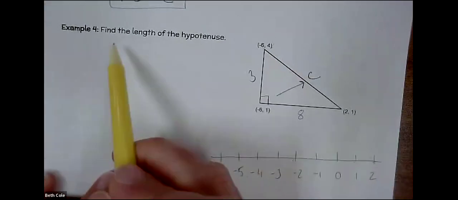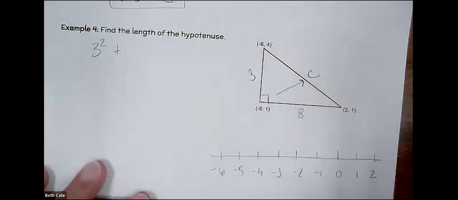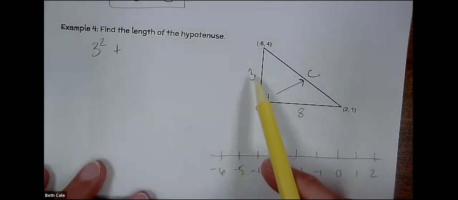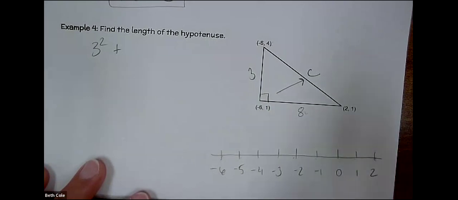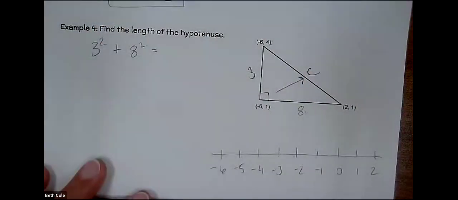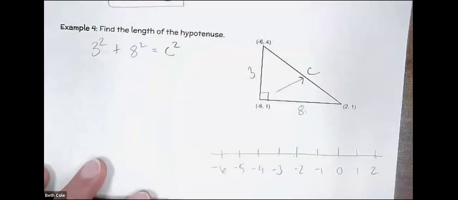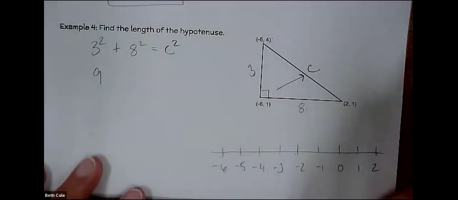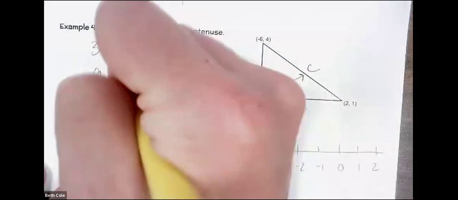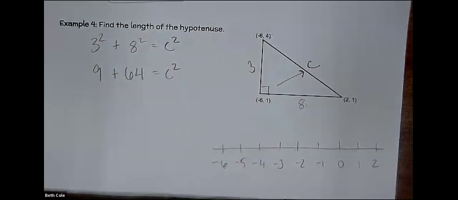All right, so set it up in your Pythagorean theorem. It'll be 3 squared plus what? 3 squared plus... what will come next? 8 squared, perfect. Equals c squared. 3 squared, 3 times 3 is 9. 8 squared, 8 times 8 is 64. We're going to add those together. So 9 plus 64 would be 73.